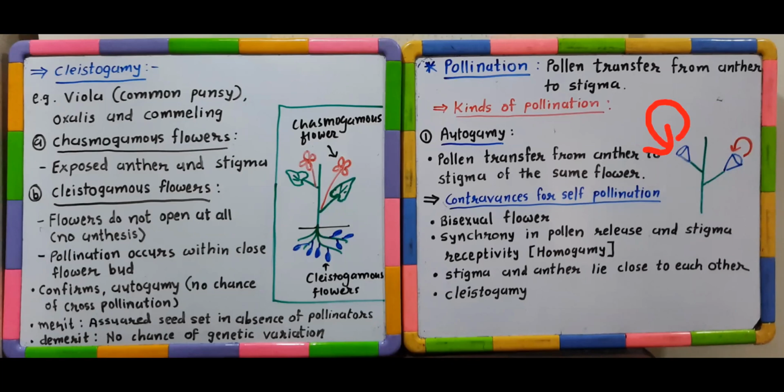The contrivances for self-pollination are the essentialities, the conditions that are a must for self-pollination. Without these conditions, contrivances means adaptations for self-pollination. That's how you can consider this aspect. The things which will support self-pollination, which will support autogamy, are the contrivances of self-pollination.